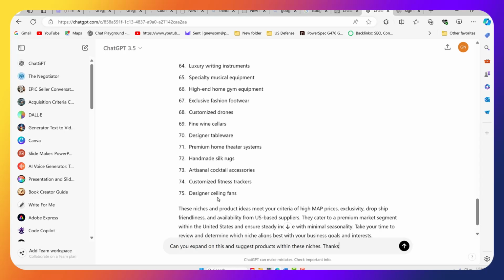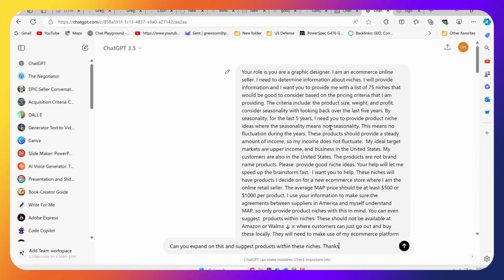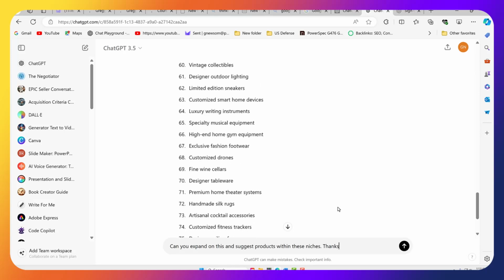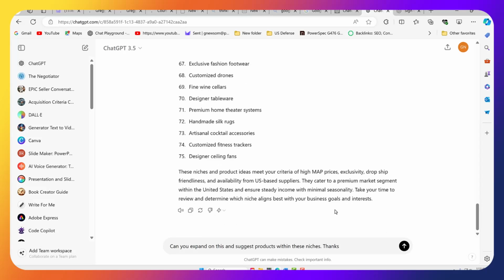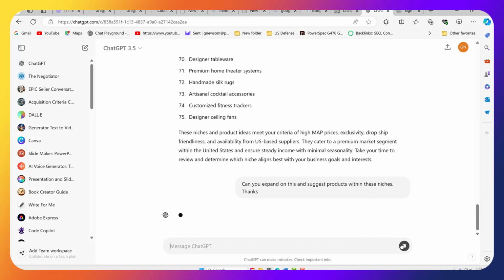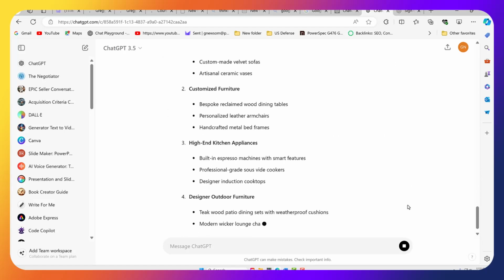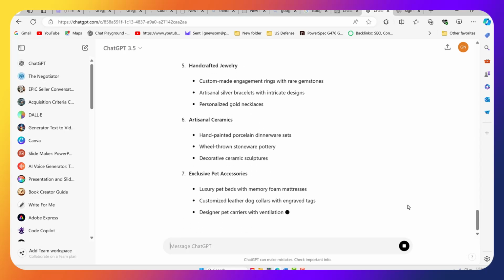I haven't thought of that. Designer ceiling fans. That could be ones that somebody could get at Home Depot. But other ones maybe should include all the stores you can think of, since we told it just Amazon and Walmart. Maybe you should include every little store from Home Depot to everything you can think of. But let's see what we get here. Expand on this, thanks. There we go, it's breaking them down. Great, that's a little bit better.